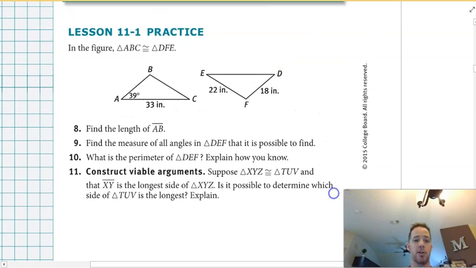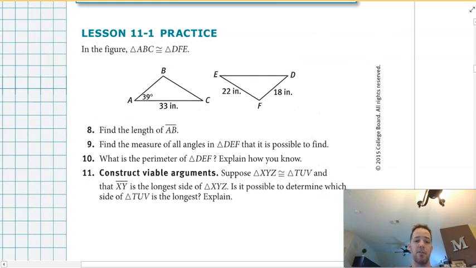Looks like we have 4 questions here of the same type of thing. Find the length of AB. So AB here. Luckily, we have a picture and a statement, the smallest side, or the first two, just to be sure. So DF is the first 2 letters here, so 18.